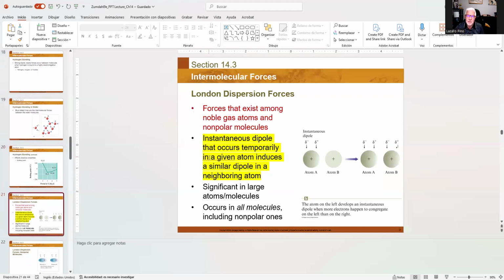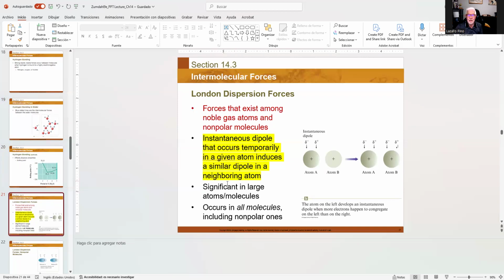The London forces are forces that exist among, for example, noble gases. They are non-polar molecules. Because of the movement of the electrons, at certain times you can have more density of electrons on one side, and then there is an instantaneous dipole. And that's why the interaction with another atom can happen.